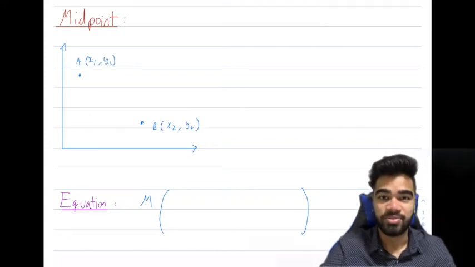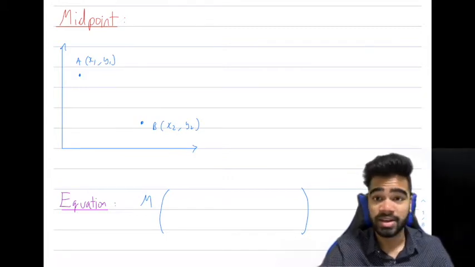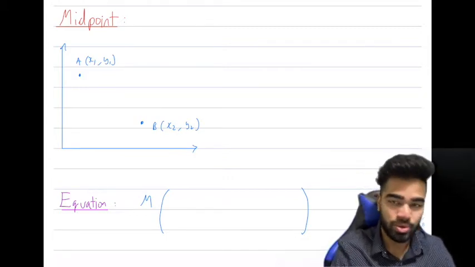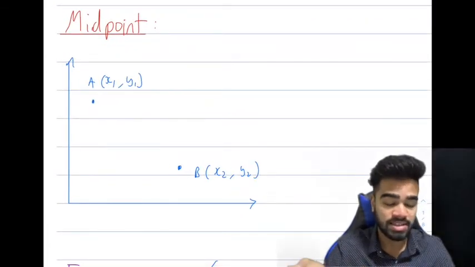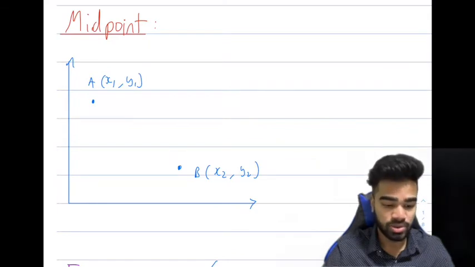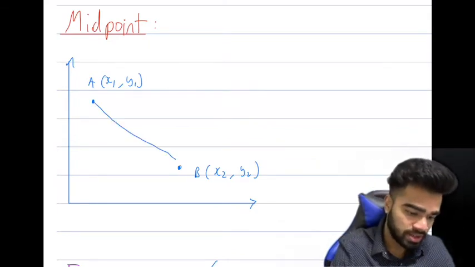Okay guys, welcome to the first lesson of chapter 2, and in this lesson we're going to be talking about midpoint and distance. The first one we're going to be talking about is midpoint. So what is midpoint? I've got a graph here with two coordinates. Coordinate A has x1 and y1 as its coordinates, and coordinate B has x2 and y2. Our job is to find the midpoint.